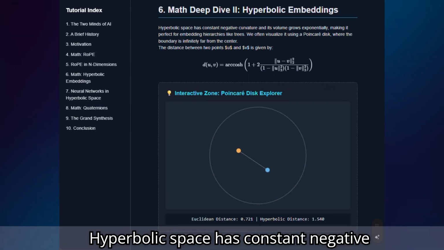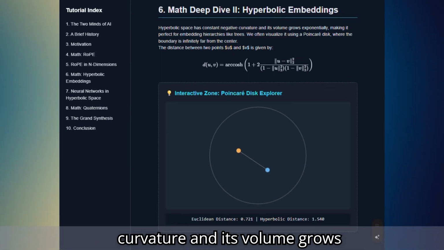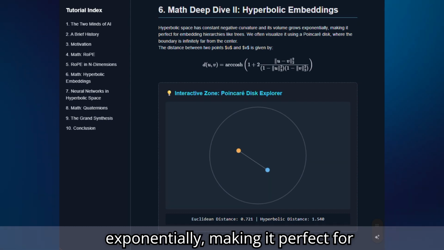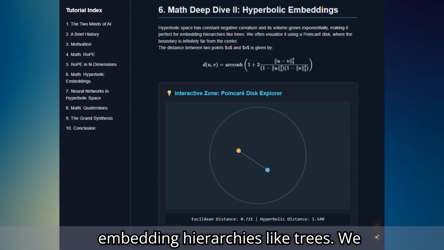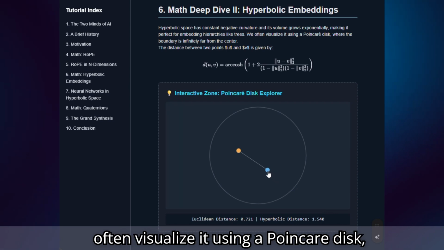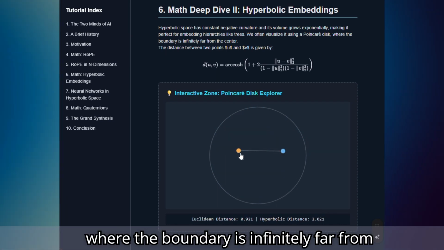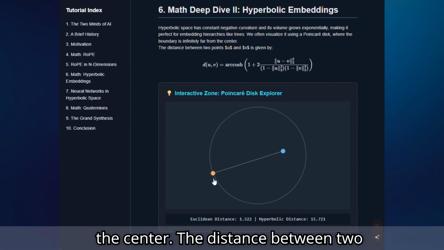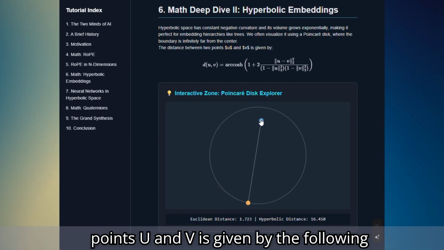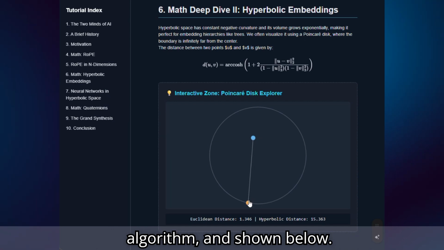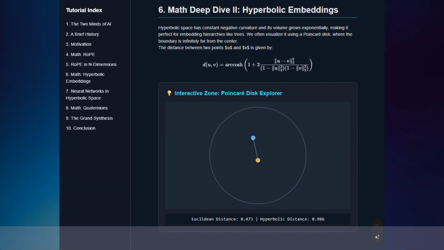Hyperbolic space has constant negative curvature and its volume grows exponentially, making it perfect for embedding hierarchies like trees. We often visualize it using a Poincare disk, where the boundary is infinitely far from the center. The distance between 2 points U and V is given by the following algorithm, as shown below.